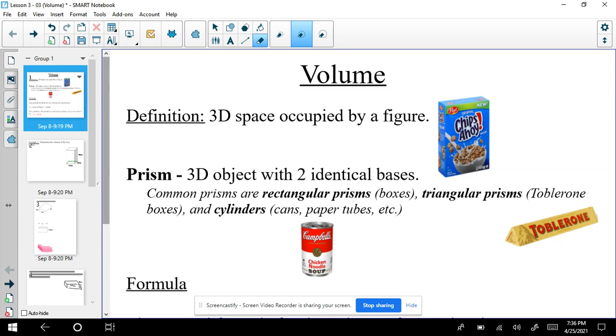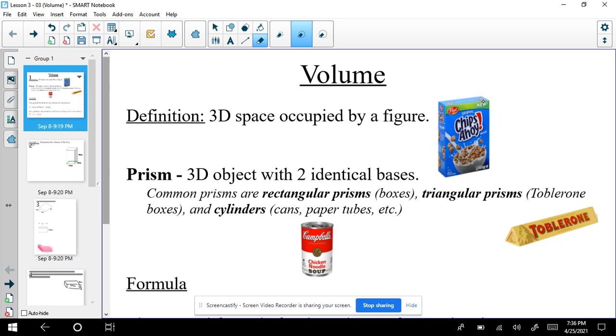Our lesson 3 is on volume. Volume is the 3D space that's occupied by a figure. The main things we're going to be looking at are prisms. Prisms are 3D objects with two identical bases. So what does that mean?